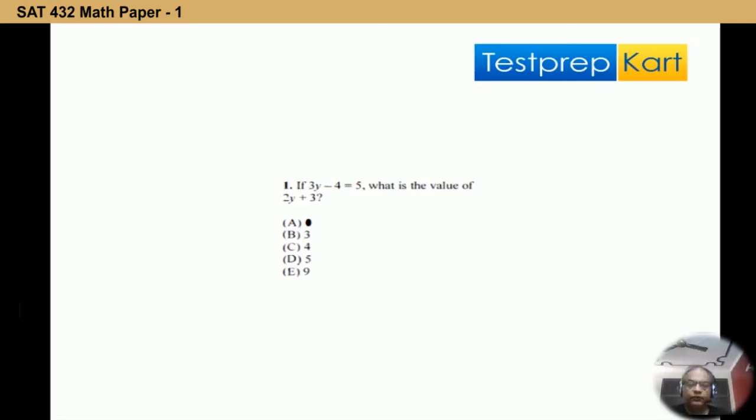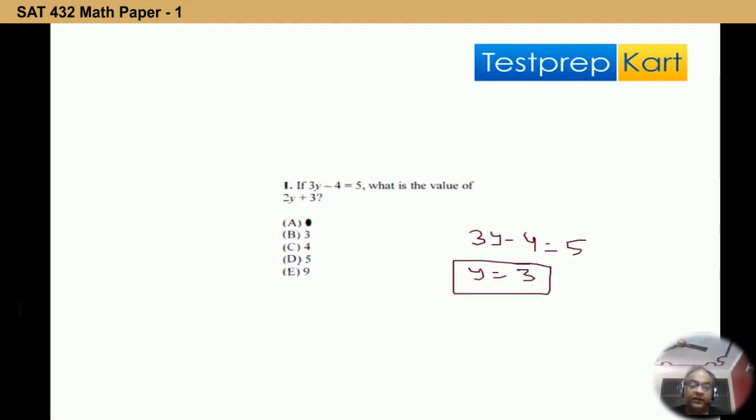So first question is, if 3y minus 4 is equal to 5, then what is the value of 2y plus 3? Now in this particular question, first we have to find what is y. So from the given equation, 3y minus 4 is equal to 5. y will be equal to, taking minus 4 to this side, 9 divided by 3, that will be 3. So y is equal to 3.